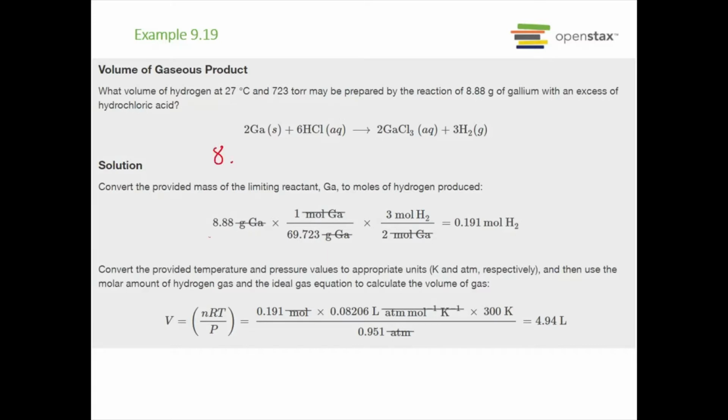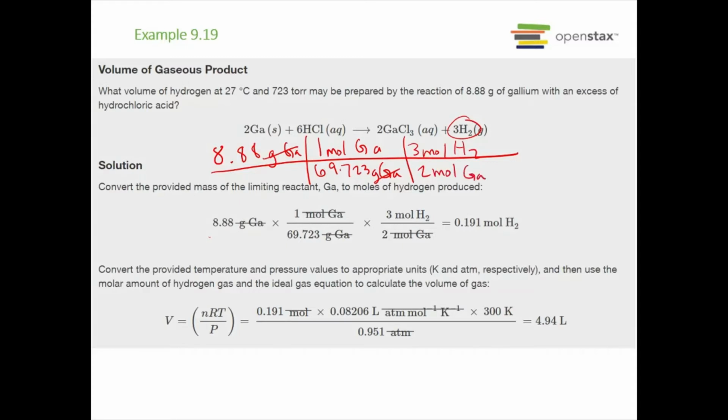So we'll write this how we've always done it, 8.88 grams of gallium to moles. We use molar mass, 1 mole for 69.723 grams of gallium. Grams cancel. Now we can go to moles, and we see we make 3 moles of hydrogen per 2 moles of gallium. And then we stop there because we don't want grams of hydrogen. We actually want moles because this is the ideal gas law. So we plug that into our calculators and we get 0.191 moles of hydrogen.